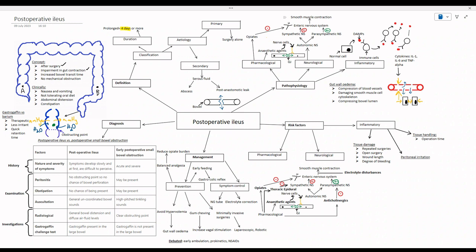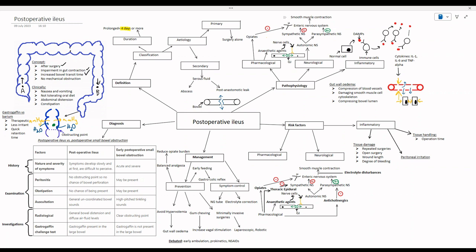And because it's not able to contract effectively, it's not able to propulse feces as quickly through the bowel. So to get from point A over here to point B takes a longer time, and we refer to that as an increased bowel transit time. Now, what distinguishes post-operative ileus from other causes of ileus is that in post-operative ileus, there is no mechanical obstruction. So there's no physical obstruction point. It's simply the fact that there's an impairment in the general gut contraction and the coordination of contractions.